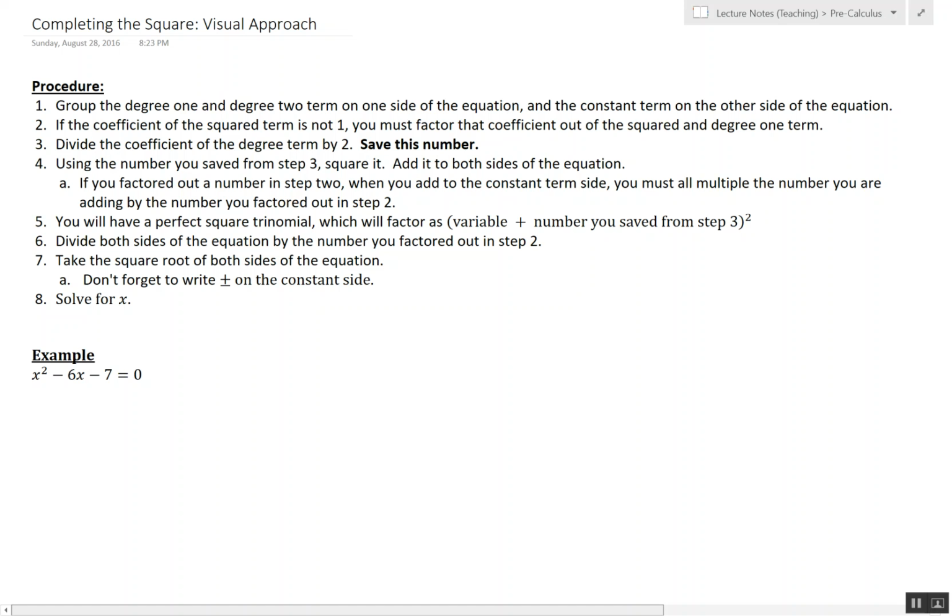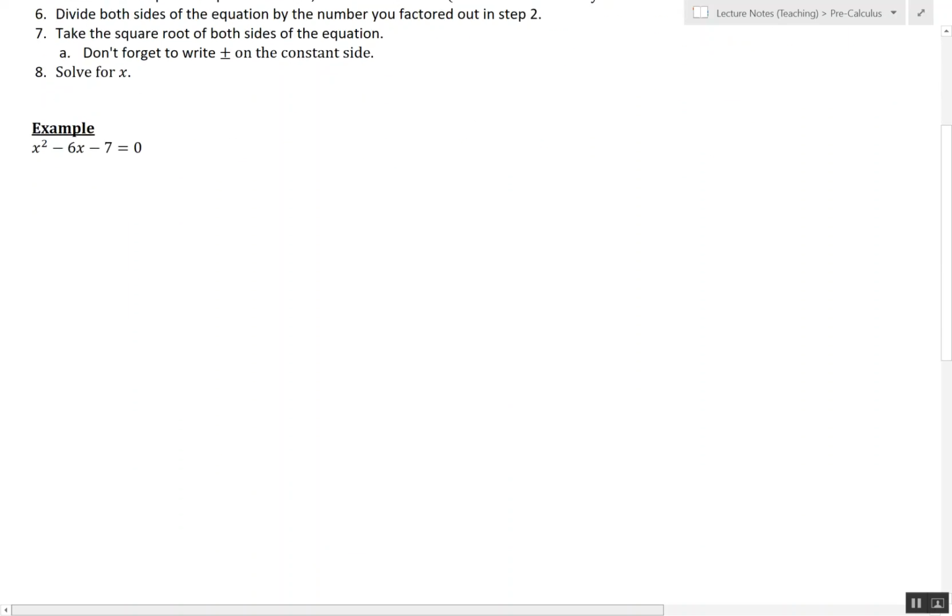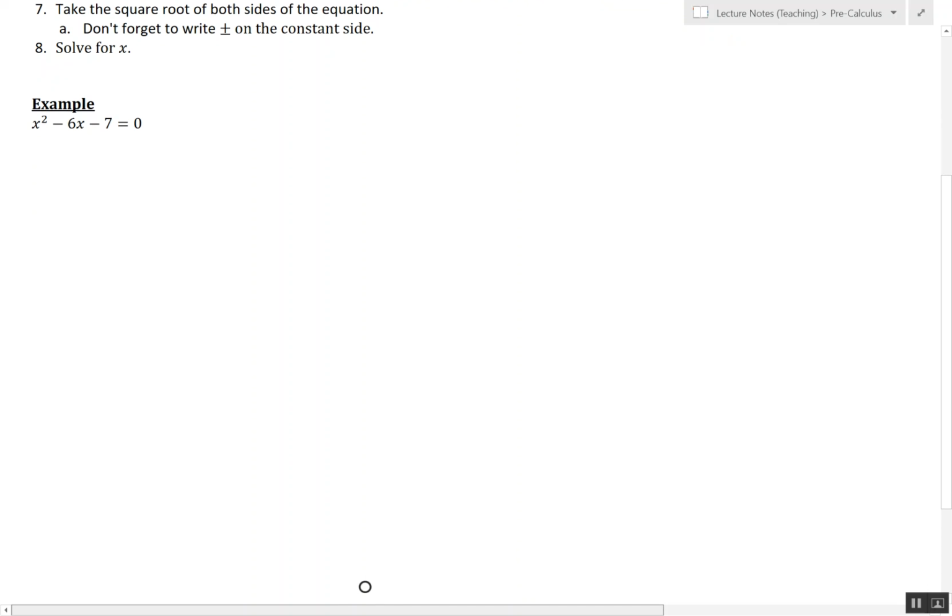So basically the procedure doesn't change from what we're doing here, but the way we approach it does. So this is the visual way to handle it. The first thing you have to do is still move the 7 to the other side. So minus 6x equals 7.